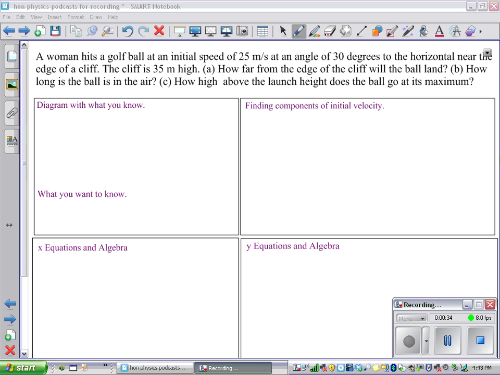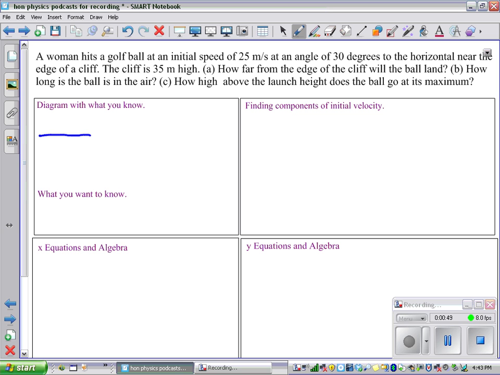So, first let's draw a picture. Pretty exciting golf course here. Here's the cliff, like so. Here's the golf ball, and it'll go like this, and land somewhere over here.